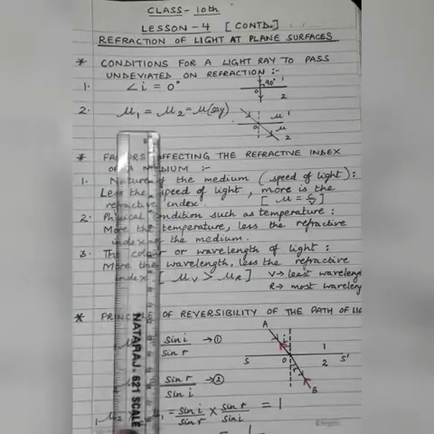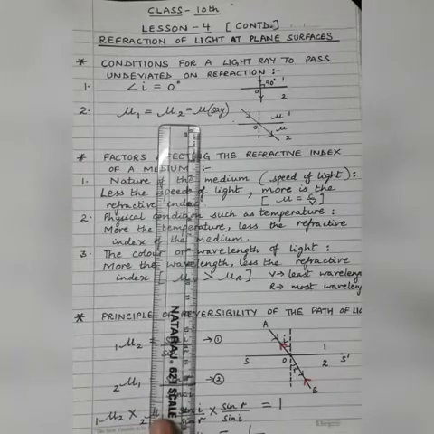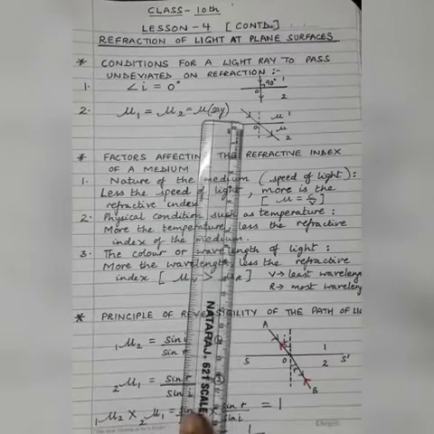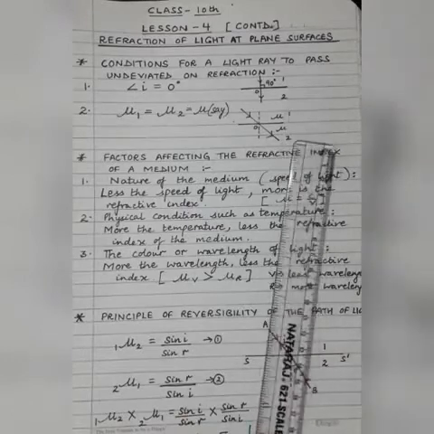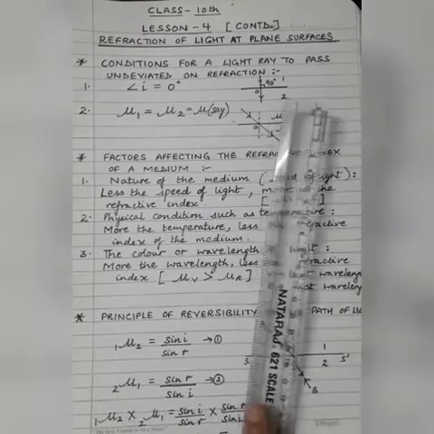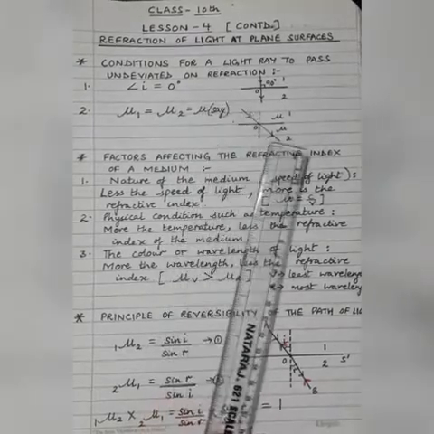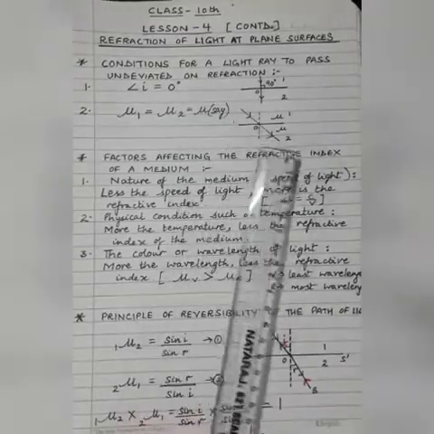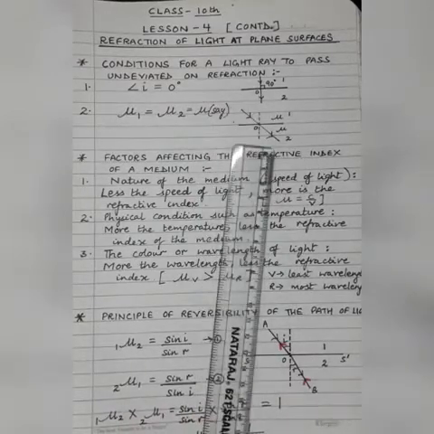The second condition is that the refractive index of medium 2 should be the same as the refractive index of medium 1. So suppose the refractive index of medium 1 equals the refractive index of medium 2 equals mu. Thus, see here the light ray is going from medium 1 to medium 2, and both the refractive indices are the same. So the light ray passes undeviated. No change in the path of light when it is passing from one medium to the other medium.